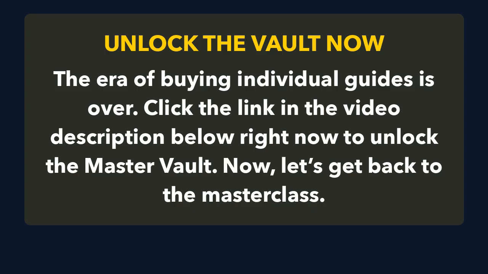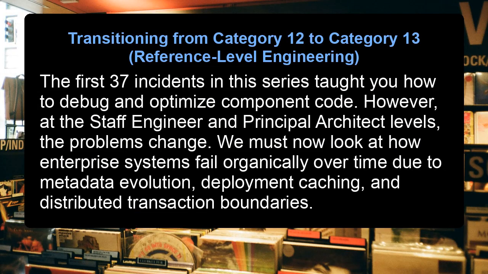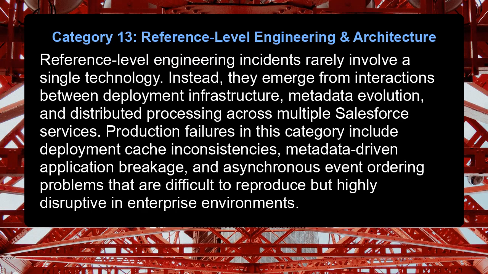Now, let's get back to the masterclass. Transitioning from Category 12 to Category 13, Reference Level Engineering. The first 37 incidents in this series taught you how to debug and optimize component code. However, at the staff engineer and principal architect levels, the problems change. We must now look at how enterprise systems fail organically over time due to metadata evolution, deployment caching, and distributed transaction boundaries. Category 13: Reference Level Engineering and Architecture.